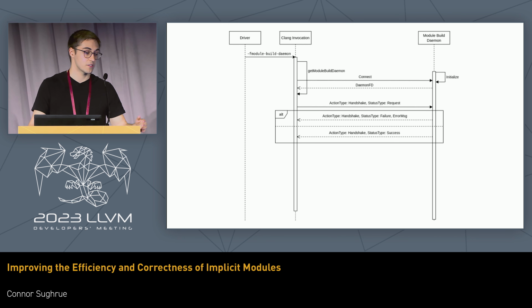After get module build daemon has returned a file descriptor to the Clang invocation, it executes a handshake with the daemon. This is mainly to help with the daemon shutdown process and make sure that all goes smoothly. For example, if for whatever reason the daemon begins to shut down, it can tell any Clang invocations trying to make a connection that it will be unavailable, and if they still want to connect, that they should spawn their own daemon.